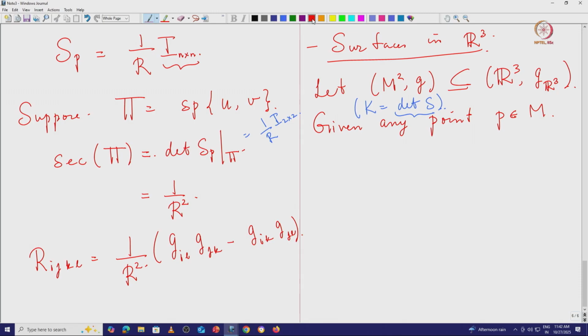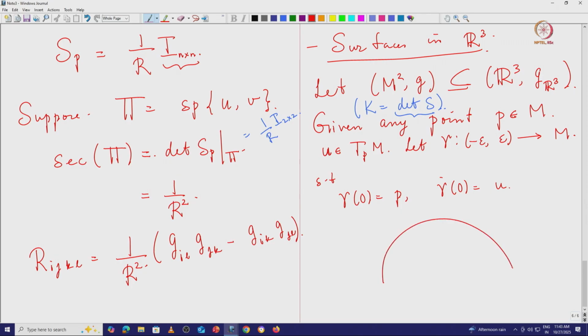So let us say I fix a point P and a tangent vector u at that point, and let gamma be such that gamma of 0 is P and gamma dot of 0 is this vector u, right. So again just to draw a picture, you have your point P here and you have a tangent vector; you basically just take a curve lying in M passing through that point whose velocity vector at that point is this tangent vector u, okay.